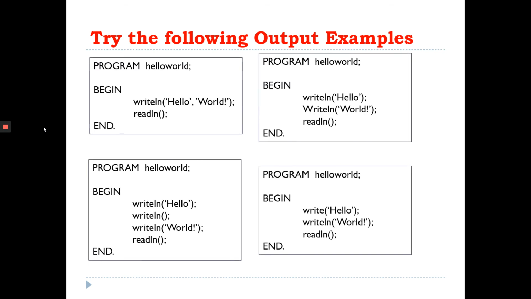Right, here, 4 variations of what you've written already. Try and have a guess what you think each one will produce, and then test each one out in Lazarus.